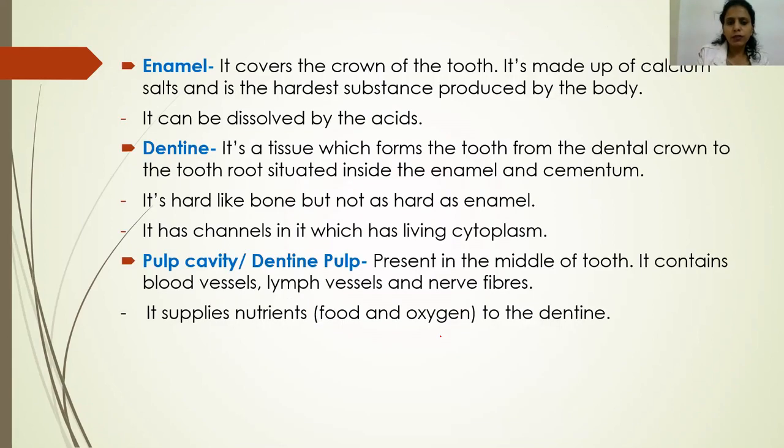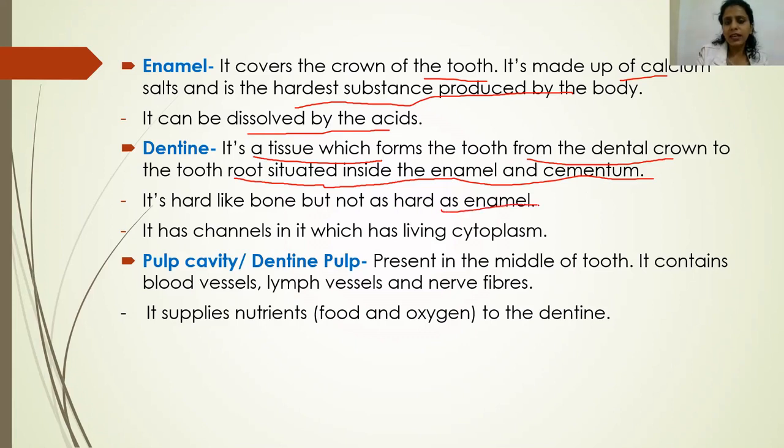Understood? Now, let's revise. Enamel covers the crown of the tooth. It is made up of calcium, and it is the hardest substance produced by the body. It can be dissolved only by acids. Then dentine is a tissue which forms the tooth from the dental crown to the tooth root, situated inside the enamel and the cementum. It is hard like bone but not as hard as enamel.